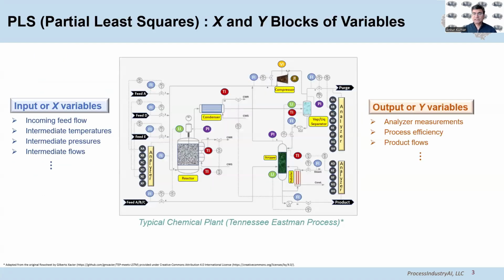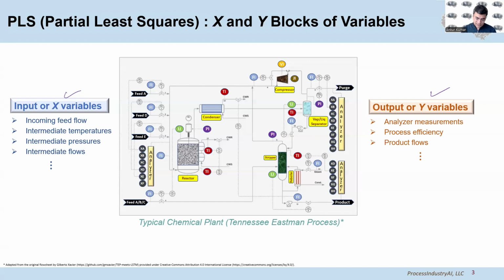In the previous lectures, we saw how PCA allows us to find a compact representation of a process data set collected in a single block of X variables. However, many times you will end up working with systems where you will have two blocks of variables, the X variables and the Y variables, where the X variables are assumed to be driving or determining the Y variables.